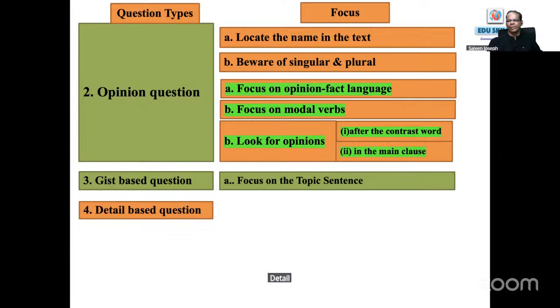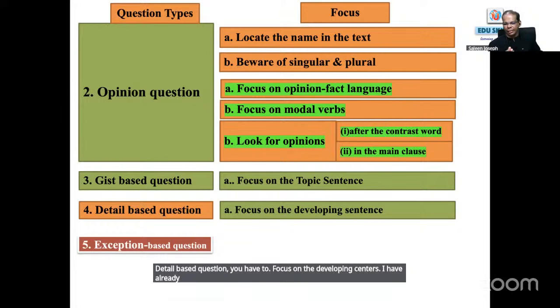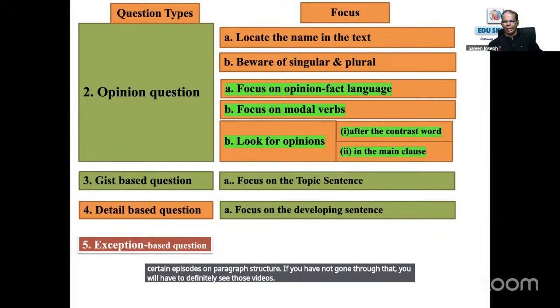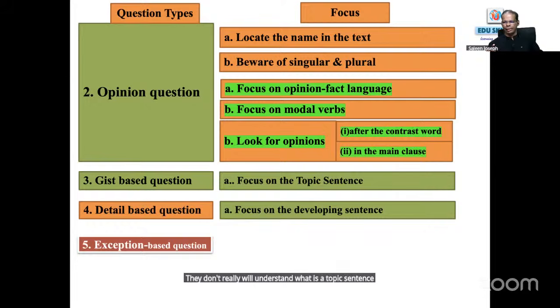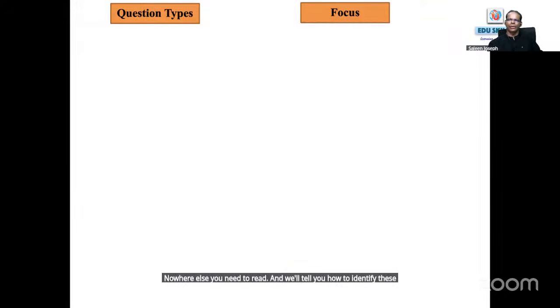For a detail-based question, you have to focus on the developing sentence. I have already taken certain episodes on paragraph structure. If you have not gone through that, you will definitely have to see those videos. Only then will you understand what is a topic sentence, what is a supporting sentence, what is a developing sentence, what are the links or conclusions. For exception-based questions, focus on the last portion of the text, the last portion of the last sentence or the last but one sentence. Nowhere else do you need to read. And we'll tell you how to identify these types of questions.